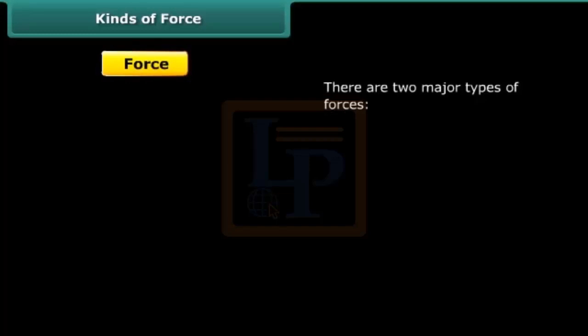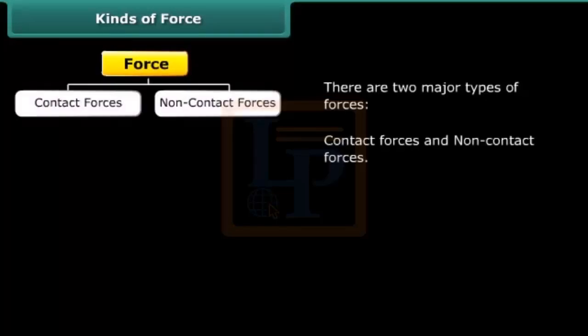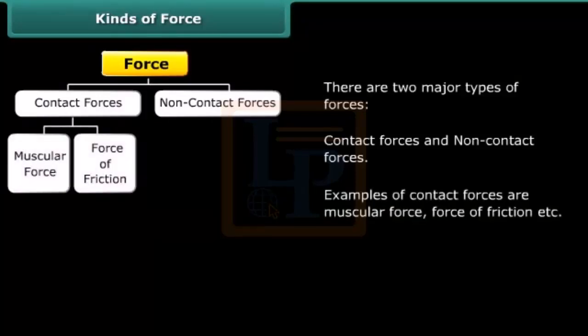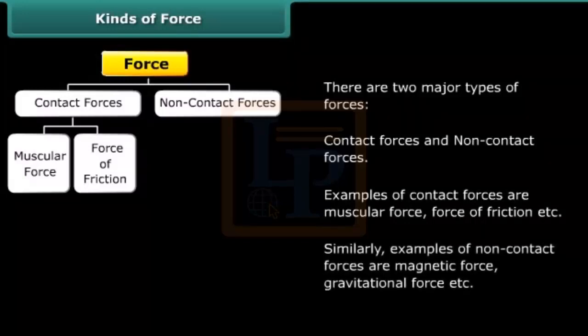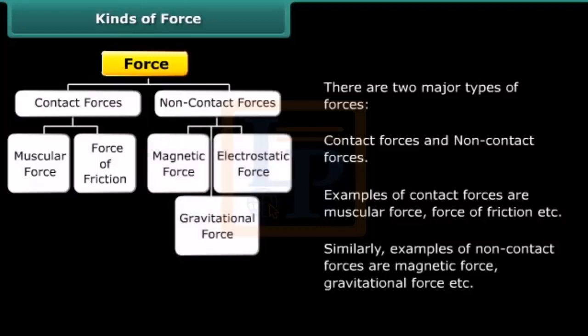Kinds of force. There are two major types of forces: contact forces and non-contact forces. Examples of contact forces are muscular force, force of friction, etc. Similarly, examples of non-contact forces are magnetic force, gravitational force, etc.